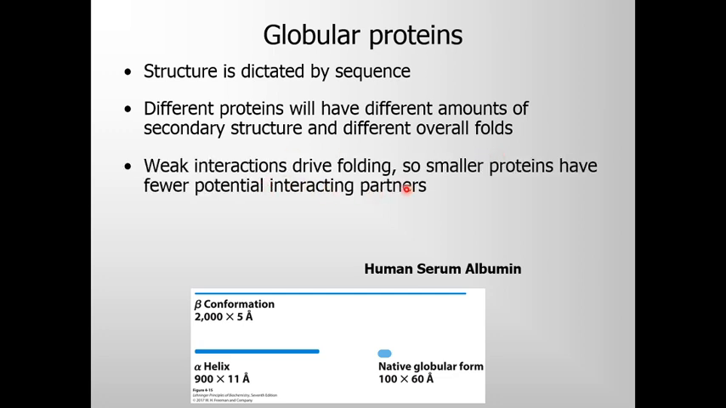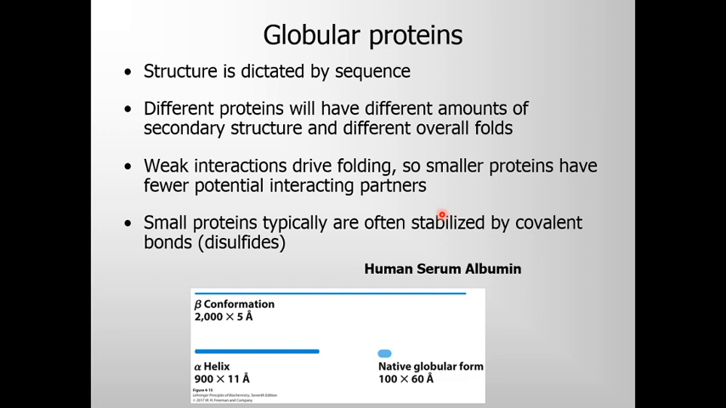Weak interactions drive folding. So, smaller proteins have fewer potential interaction partners. Now, this is crucial because weak forces or weak interactions are at play when it comes to protein folding. And you will have to recollect all those weak forces that you learned in Chapter 2. Small proteins are often stabilized by covalent bonds. And when I say covalent bonds, I mean disulfide bonds between two cysteines.